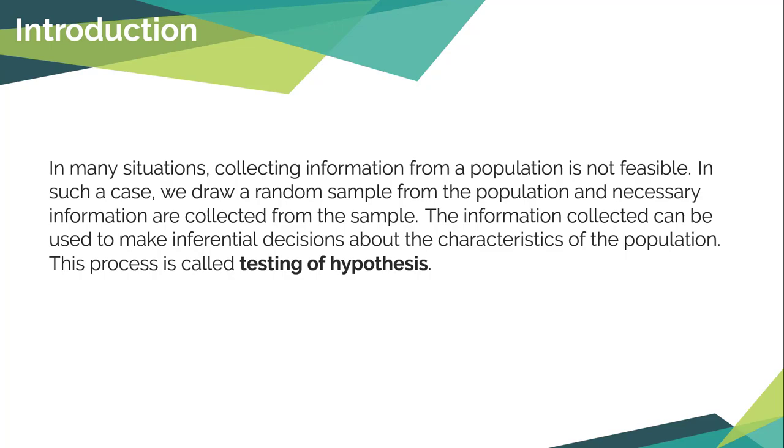In the process of testing of hypothesis, we make a statement or assumption about the characteristics of the population, commonly known as parameters. Characteristics of a population are called parameters, and characteristics of a sample are called statistics. So we make an assumption about the population parameters, then we select a sample from that population, and based on the information from that sample, we calculate certain statistics.